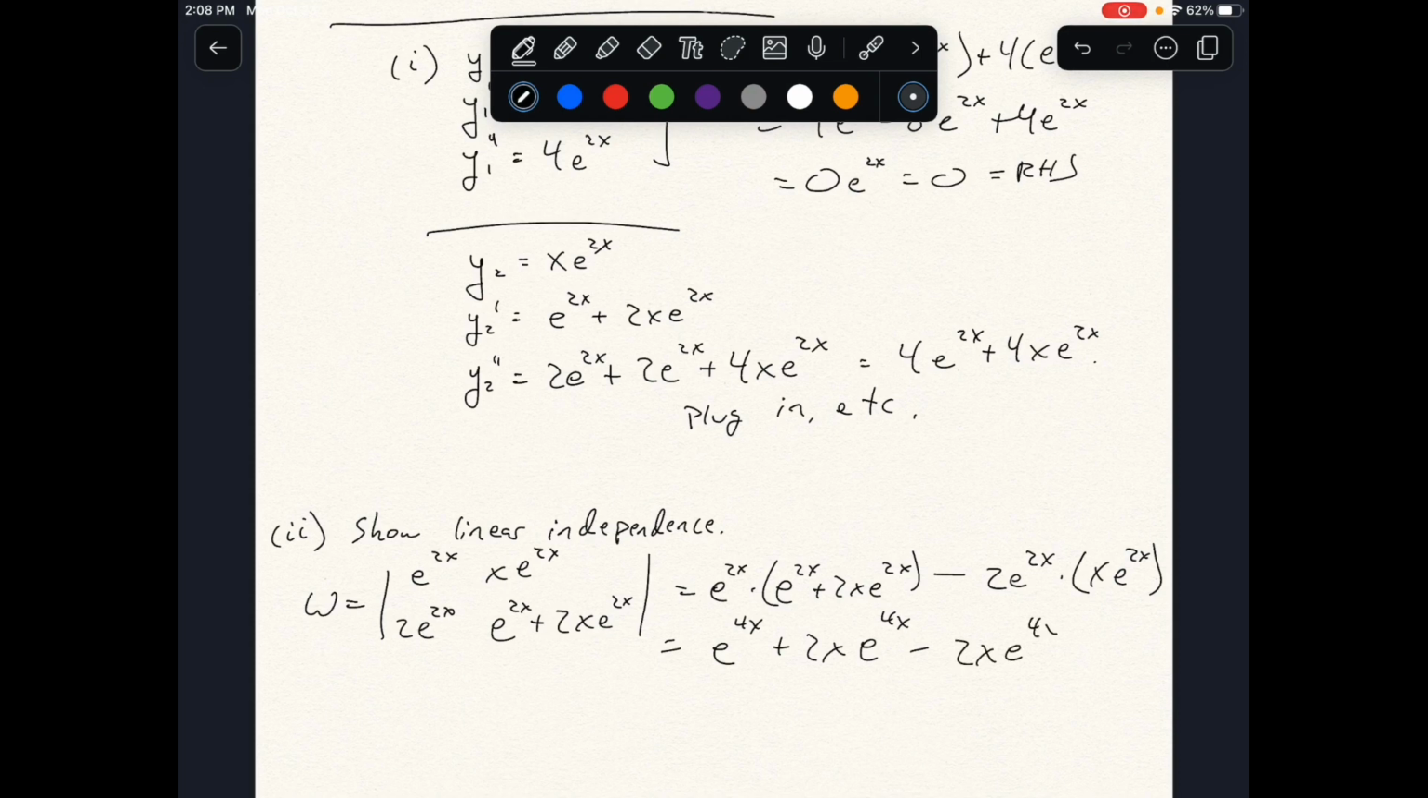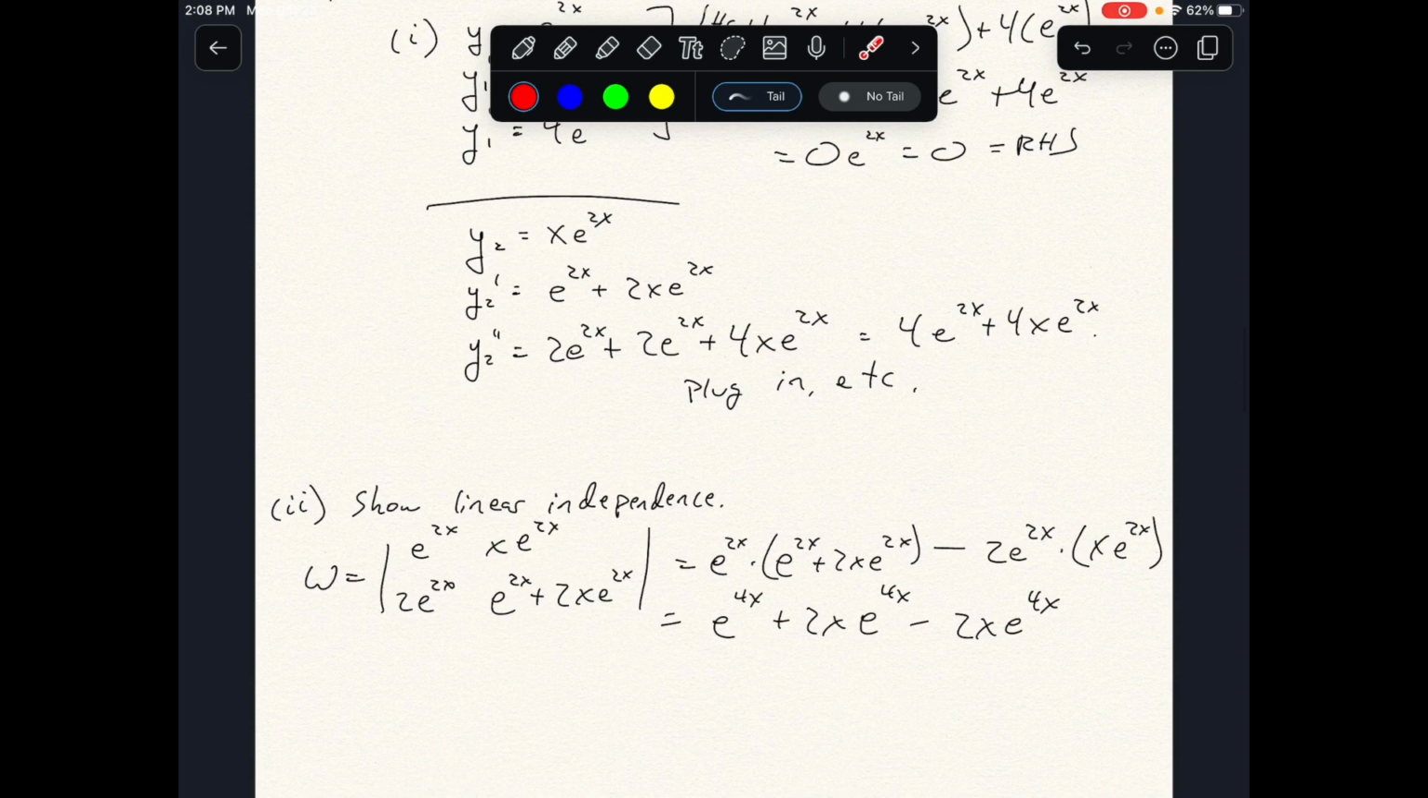Remember that if you do e to the a times e to the b, the exponents add, so you get a plus b. And so if I do 2x e to the 2x times e to the 2x, that would be e to the 2x plus 2x, which is 4x. And so these two terms cancel, we get e to the 4x, and e to any power is always non-zero.